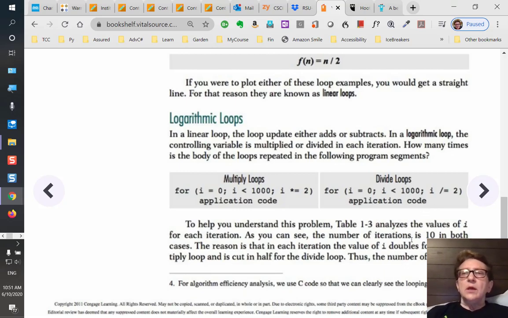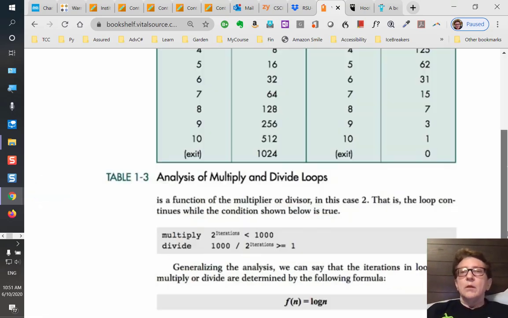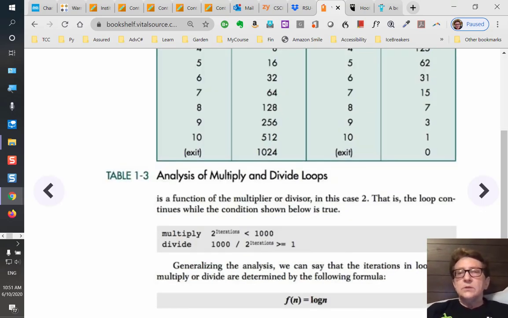And so if we're multiplying by 2, it's going to get to the end faster than if we were just adding 1, right? So if we've got 2, 4, 8, 16, 32, etc., we're going to have fewer steps to get to 1,000 than if we were going 0, 1, 2, 3, 4, 5, 6, 7, 8, 9, 10, etc. The fact that that's faster, this is known as log n. And so log n is less than n.